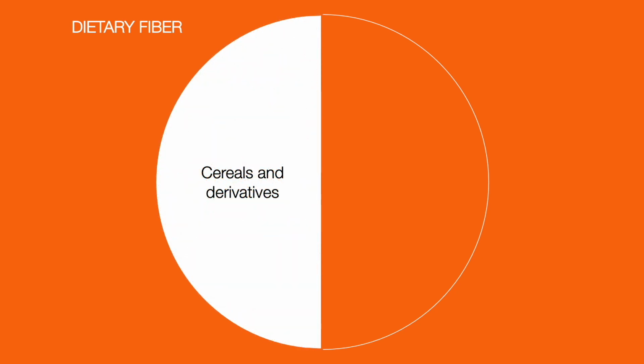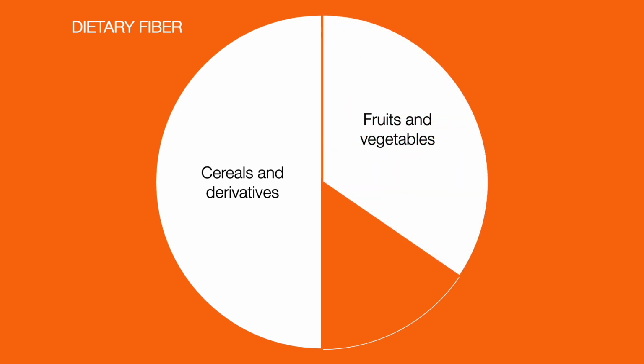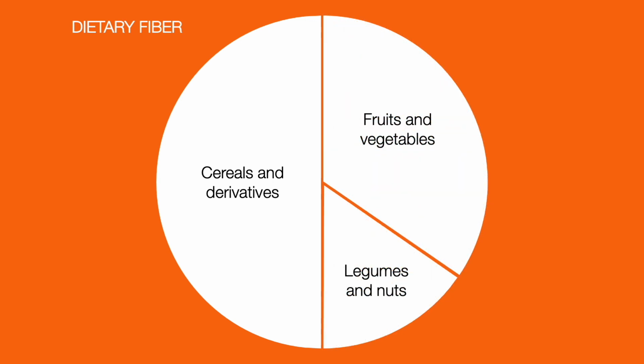And where does the fiber we eat come from? Most of the fiber we eat comes from grains and cereals. Our second source of fiber is fruit and vegetables, and the third source is legumes and nuts.